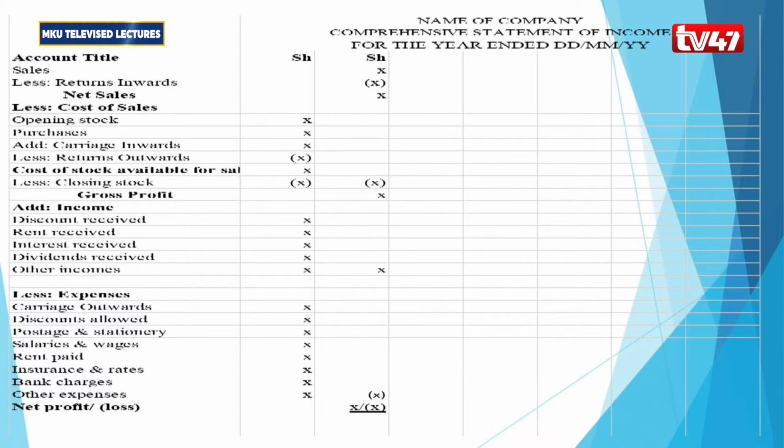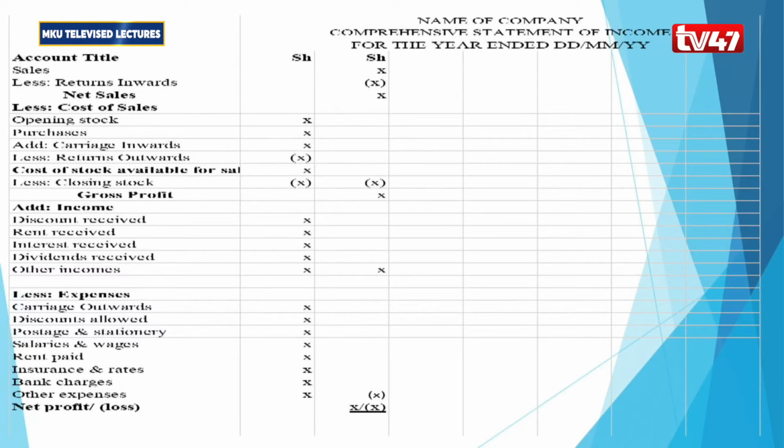When we talk of sales, how do we arrive at sales? You simply consider a certain number of units at a certain selling price per unit to give us sales.